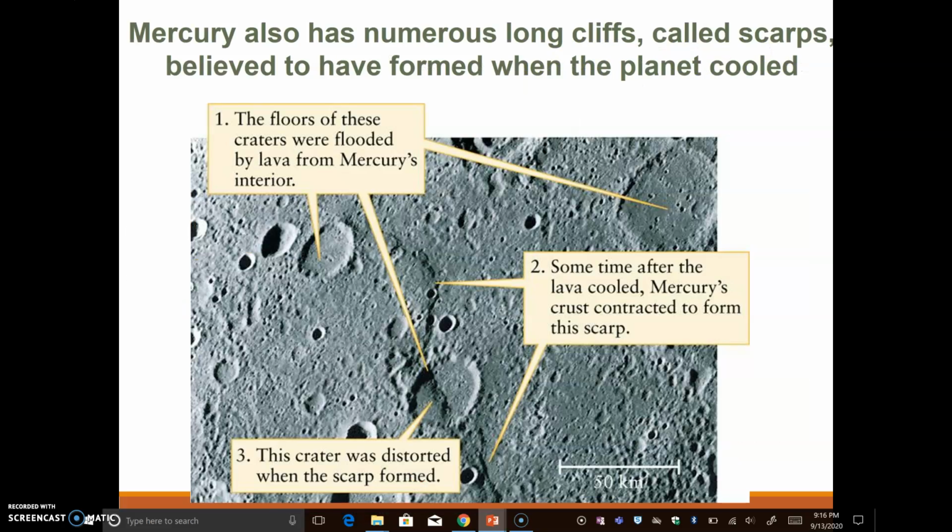So Mercury also has numerous long cliffs, and these are going to be called scarps. And they're believed to have formed when this planet cooled. So if we look at these different craters here, the floors of the craters were flooded by lava from Mercury's interior. So after some time, the lava cooled, and it contracted to form this scarp. Remember, those scarps are long cliffs. And the crater was distorted from that scarp formation.